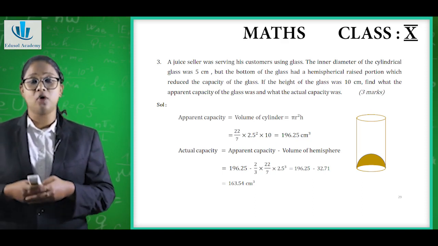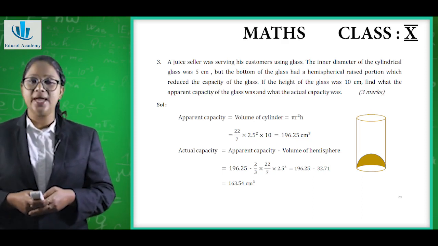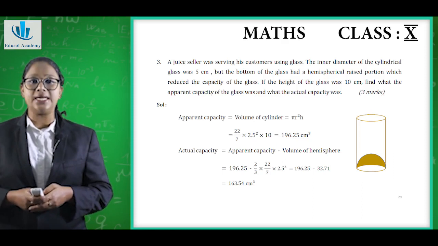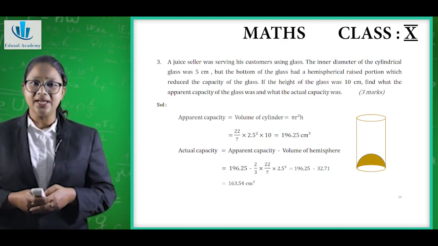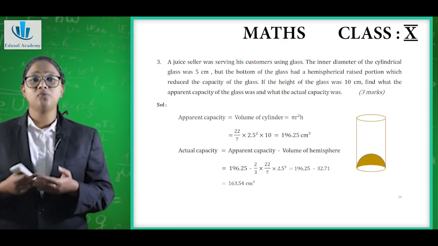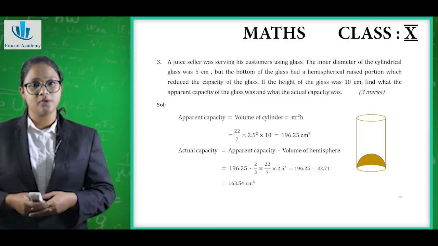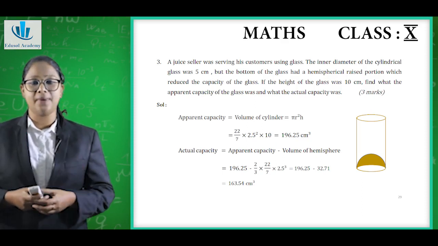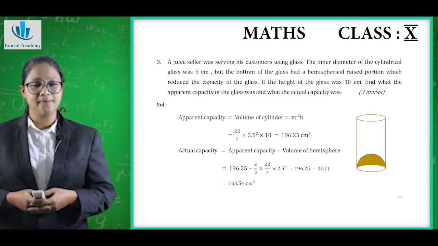That is the volume of the cylinder. So pi r square h will give you 196.25 centimeter cube. Now to find the actual capacity, all we have to do is subtract the volume of the hemisphere from the volume of the cylinder, or the apparent capacity minus volume of hemisphere.